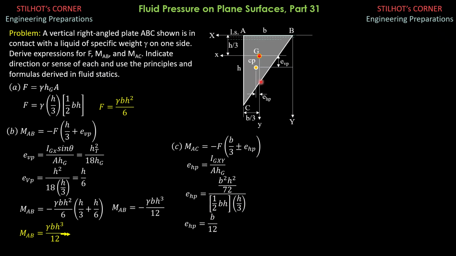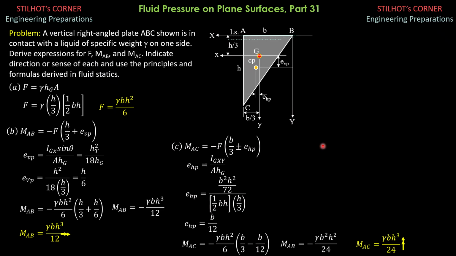So substitute because it is positive. So moment is negative of F gamma BH square over 6 quantity B over 3 minus B over 12. Simplifying, that's negative gamma B square H square over 24. We'll make that positive, but our right thumb is pointing in the negative Y direction, going that way. So that's the moment.